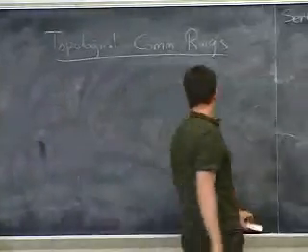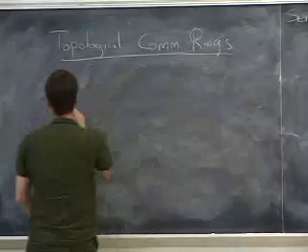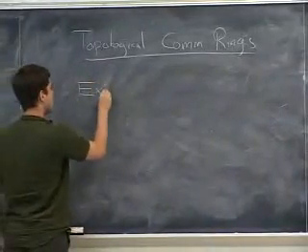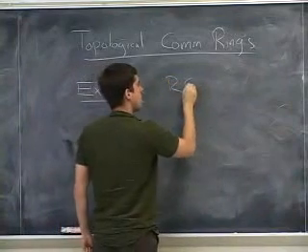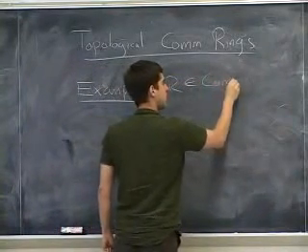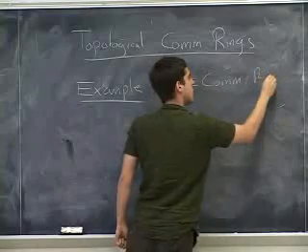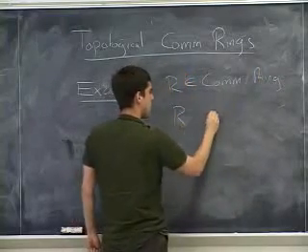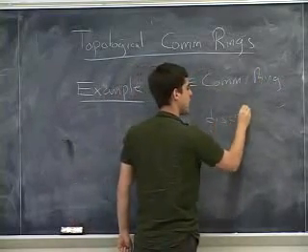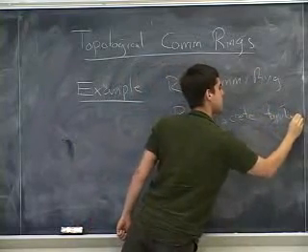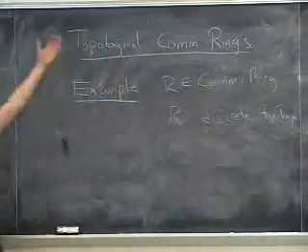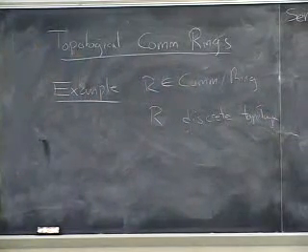So what are some examples? Well, here's a silly example. Let R be a commutative ring. Then we can take R and endow it with the discrete topology. And it becomes a topological commutative ring in a somewhat trivial way.